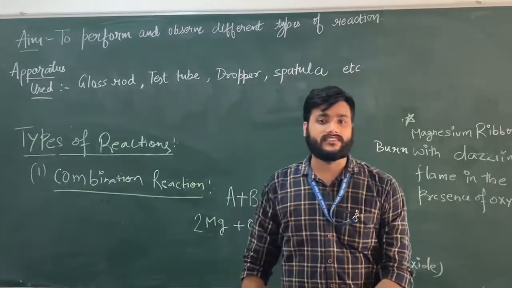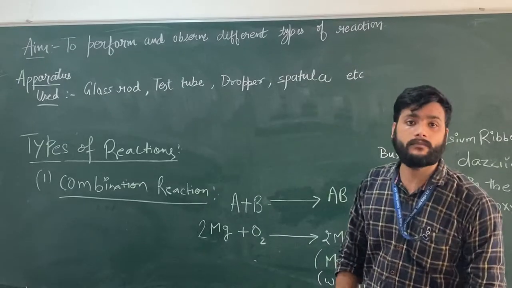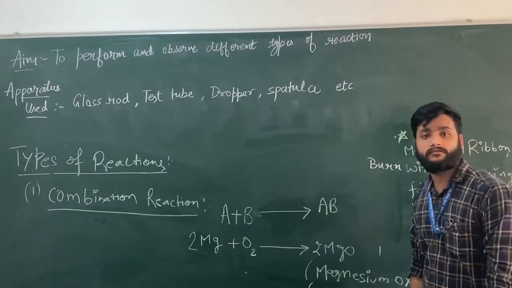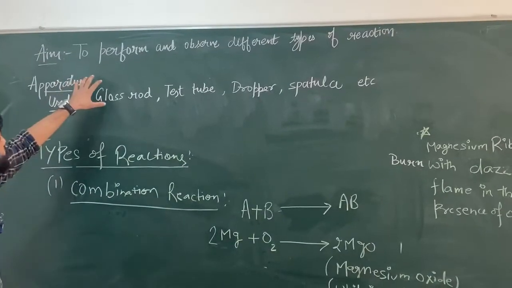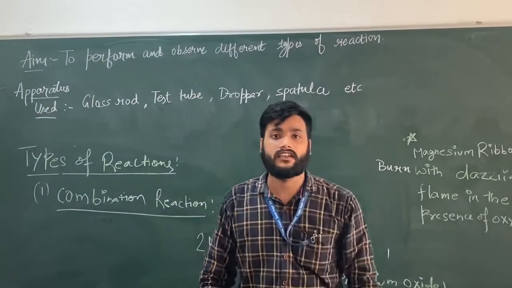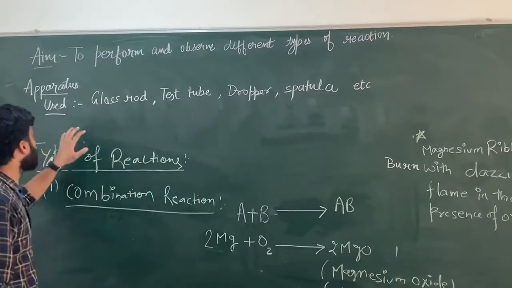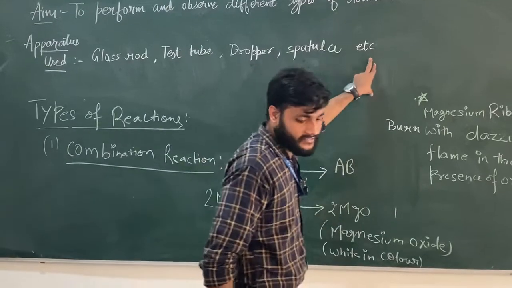Good afternoon, students. So, we are here to perform an experiment of class 10 chemistry, and we will start practical number 1. The aim of practical number 1 is to perform and observe the different types of chemical reactions. The apparatus used in this experiment is glass rod, test tube, dropper, spatula, etc.